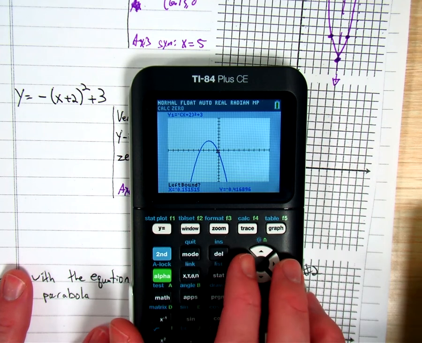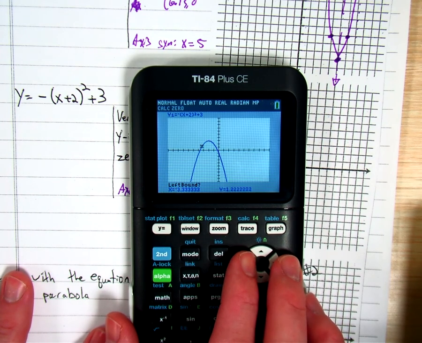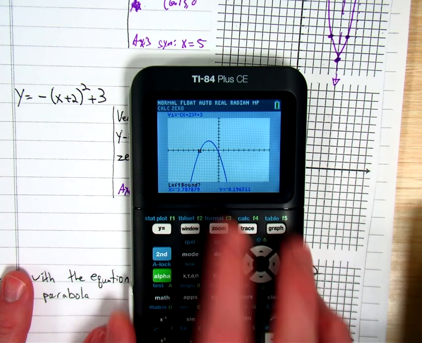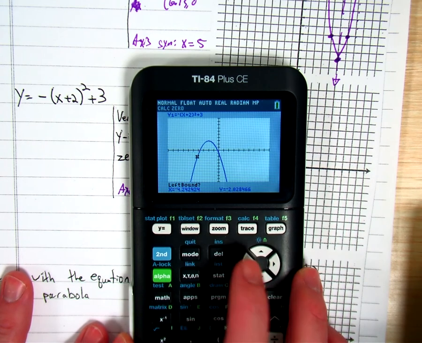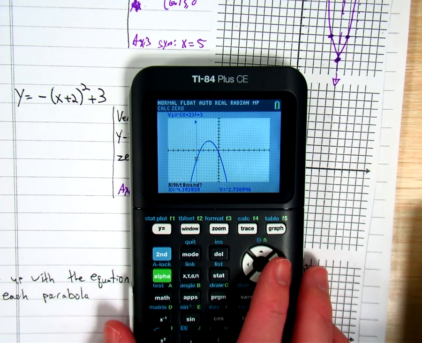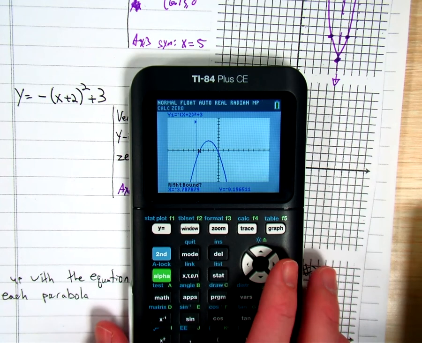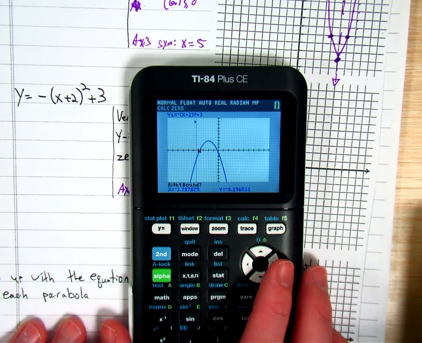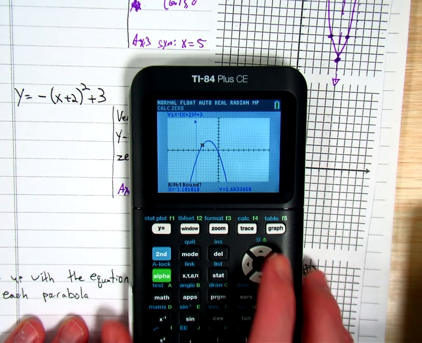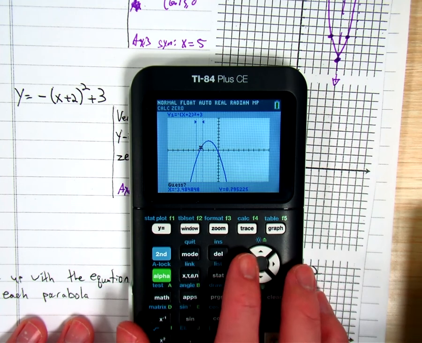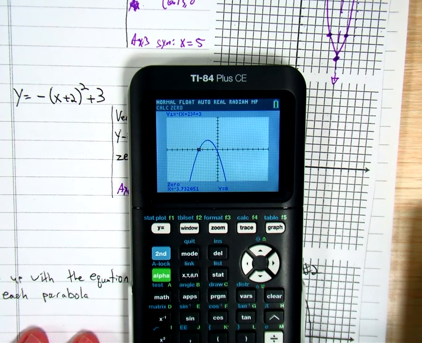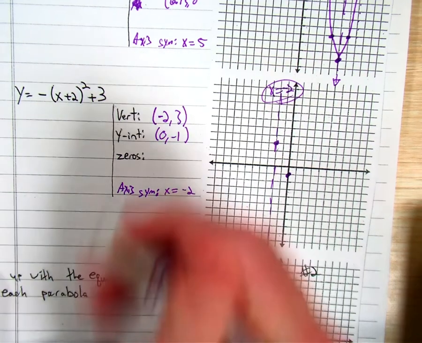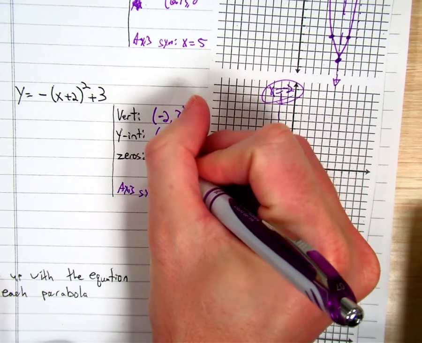Second trace. We need our zeros. Let's start way over here. So here's where we think it is. Left bound, so click left a couple times. Left, left, left, left, enter. I usually go 3 or 4, just to make sure you're obviously to the left or the right side of it. Right bound, right, right, right, right, enter. Guess in the middle. Negative 3.73, comma 0.